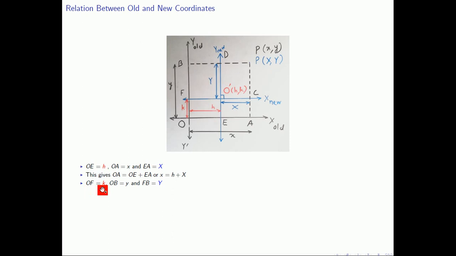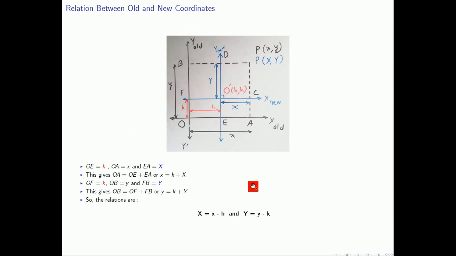Again, OF is equal to k, which is the y coordinate of the origin. OB is equal to y, or small y, which is the y coordinate of point P. And FB, which is also equal to O dash D, will be equal to capital Y. Again, since points O, F and B are collinear, we can write OF plus FB as OB, which gives us small y, which is OB, equal to OF, which is small k, plus FB, which is capital Y.